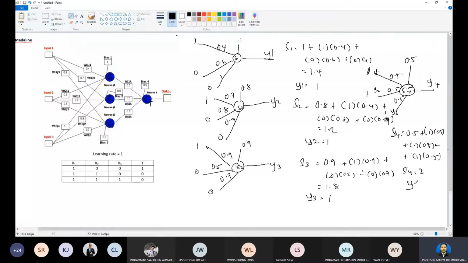Y2 equals 1. Then compare with target. So the next step we have to compare. We compare only y4, not every y. So y4 against the target. Our target will be 1. It will be the same, so no adaptation of the weights and bias. No adaptation.